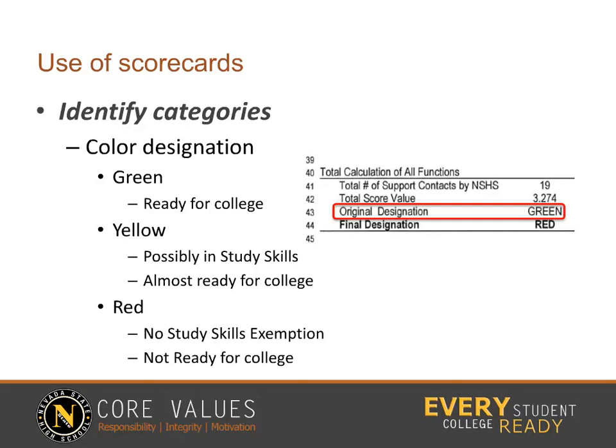If it is yellow, then that means that there is some work to be done in these areas, but that you're getting close. You could be denied a study skills exemption if you're yellow, but not necessarily. Those who are red in their original designation are not eligible for a study skills exemption and are not yet ready for college. Click to the next slide when you're ready to continue.